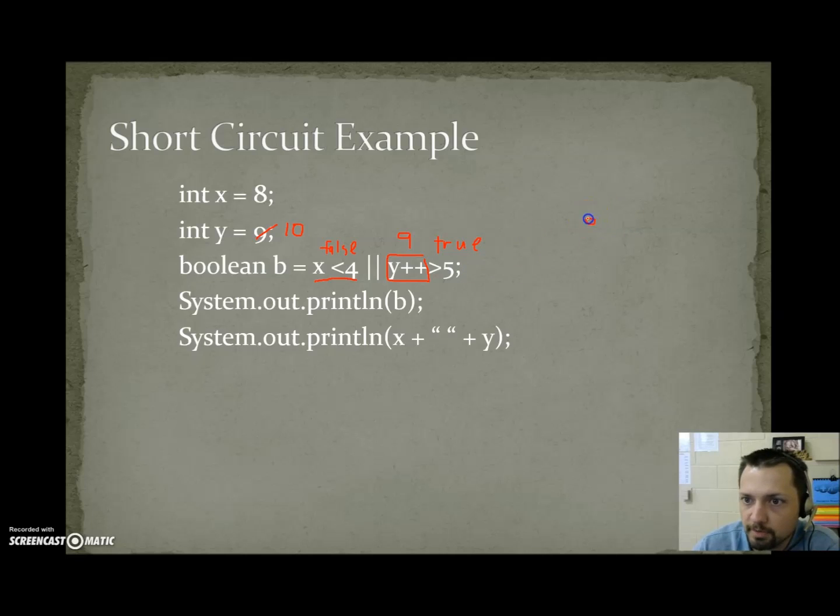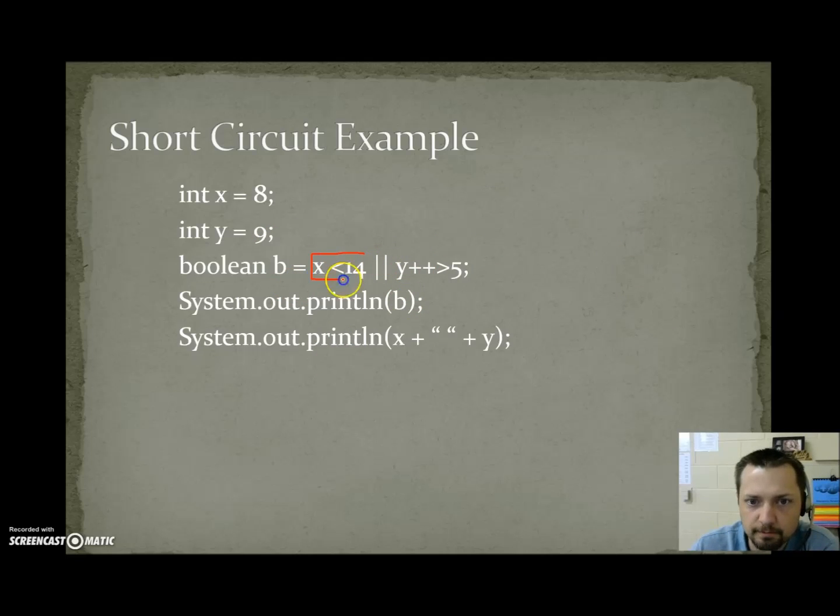So our output, I didn't make a little box for it over here, but let's say output. The first thing we print is the value of b, which is true. Then we print the value of x, which is 8, and then the value of y, which is 10. Let's move on to the next example.